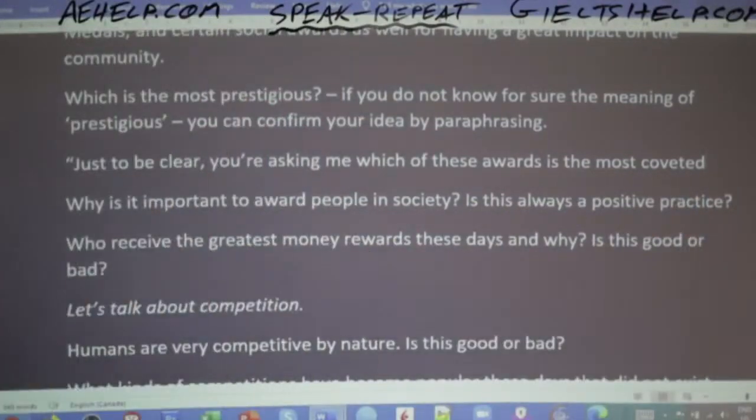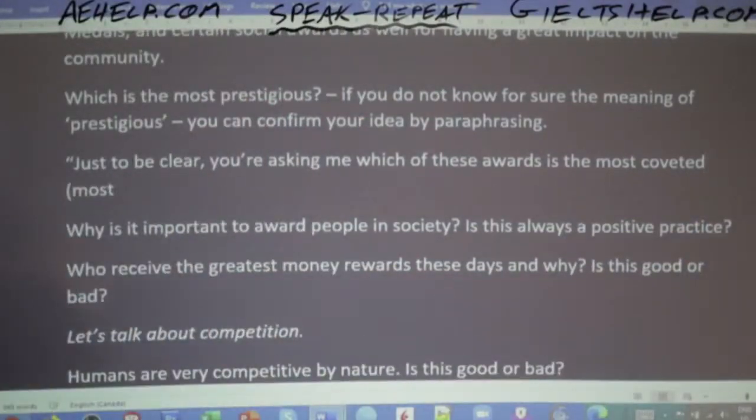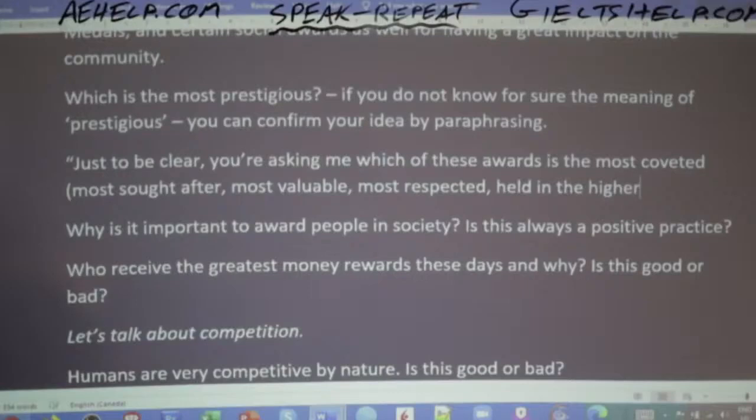You could also say most sought after, most valuable, most respected, held in the highest regard. And all of this is nice language, okay? So prestigious could paraphrase any of these words in this context, all right? So here is a nice list of vocabulary for you.